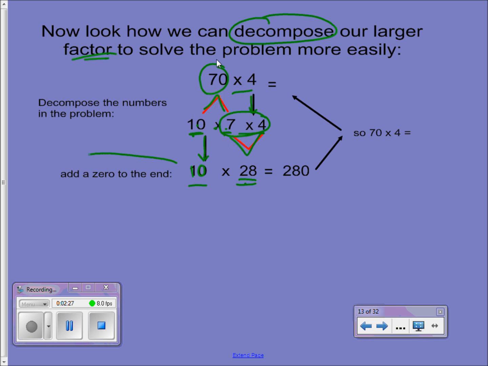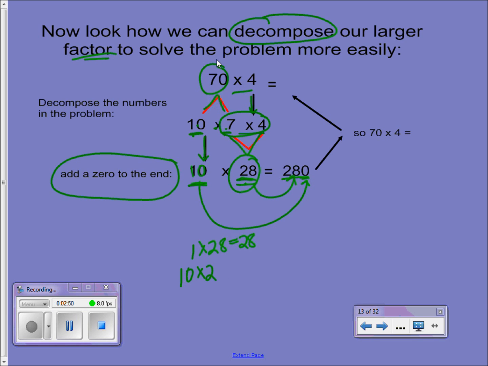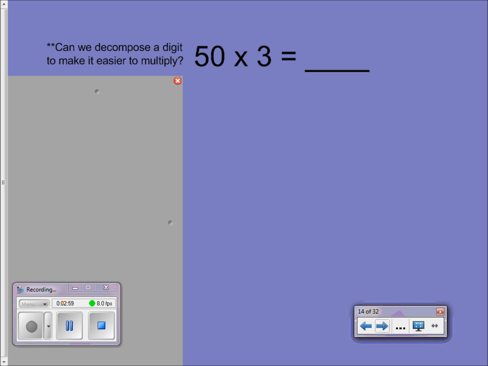Now, if you notice over here to the side, it says to add a 0 to the end. So basically, you're taking 28 and you're adding the 0 from the 10 to the end of it. So instead of it being 28, it's 280. 10 times 28 is 280. 1 times 28 would equal 28. So 10 times 28 equals 280. Okay?